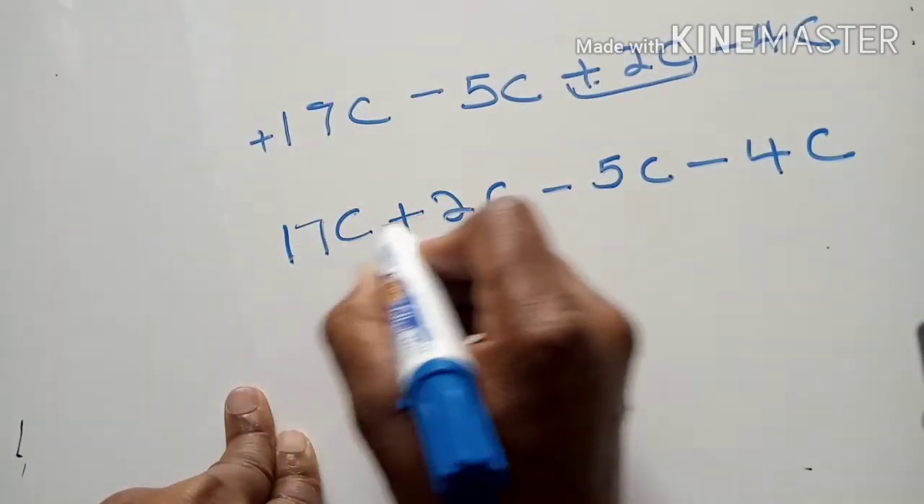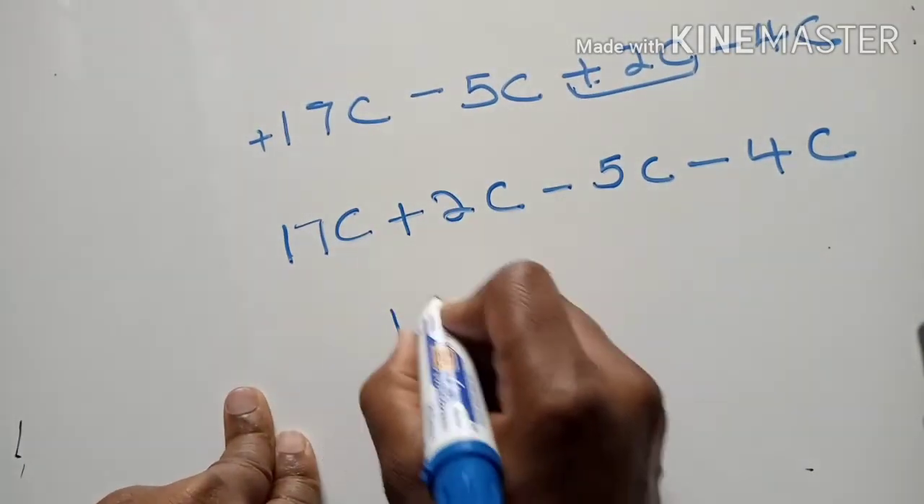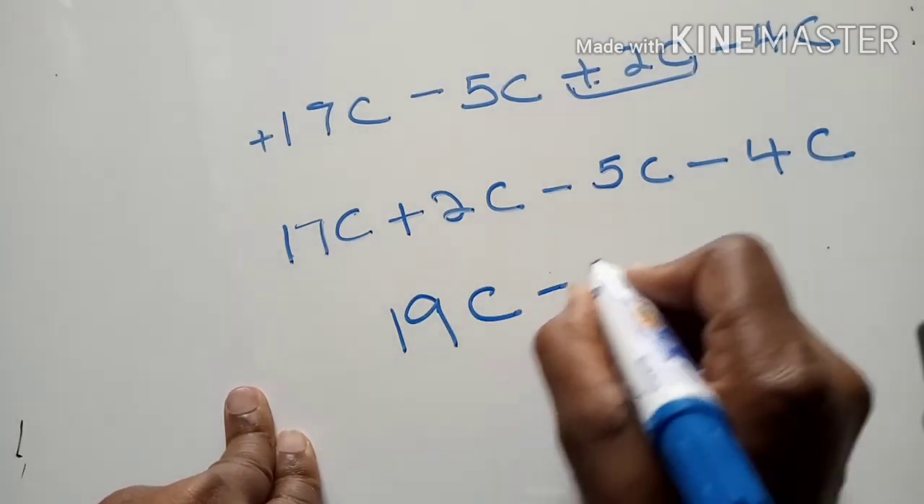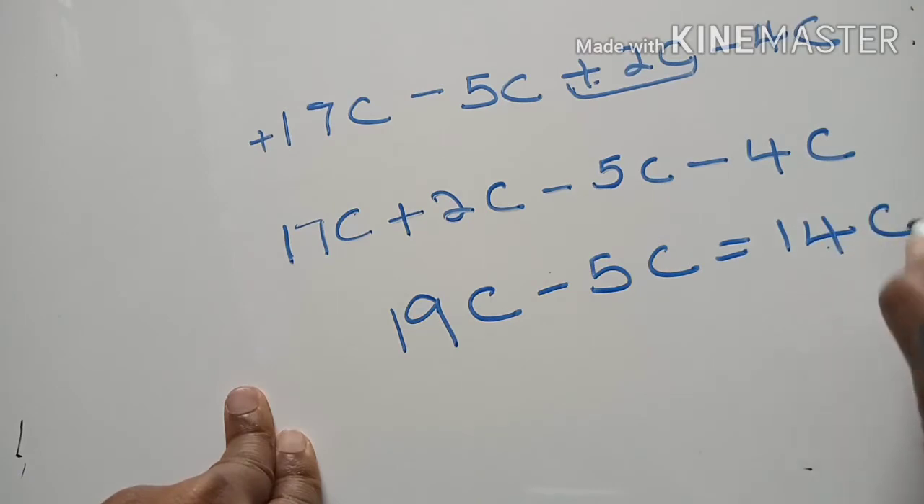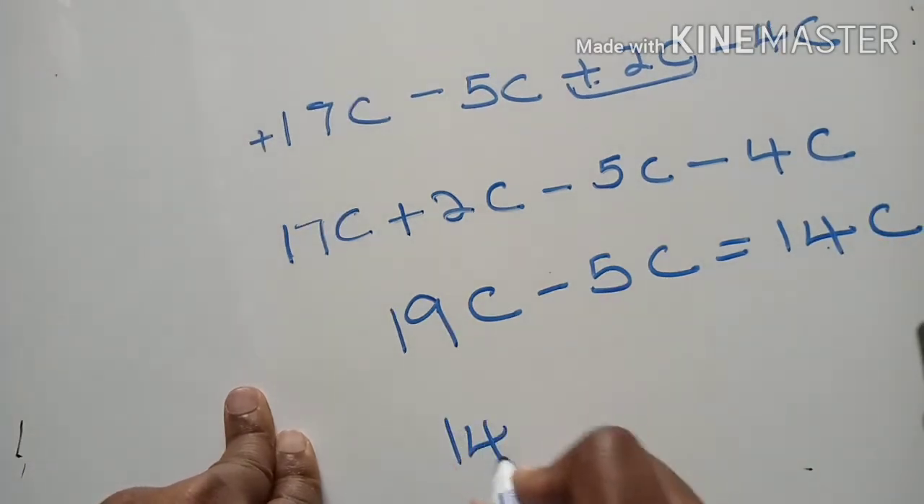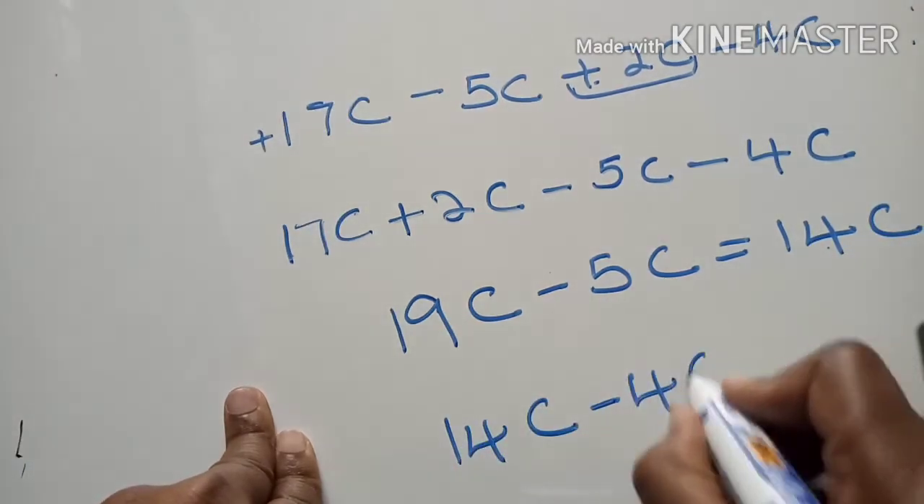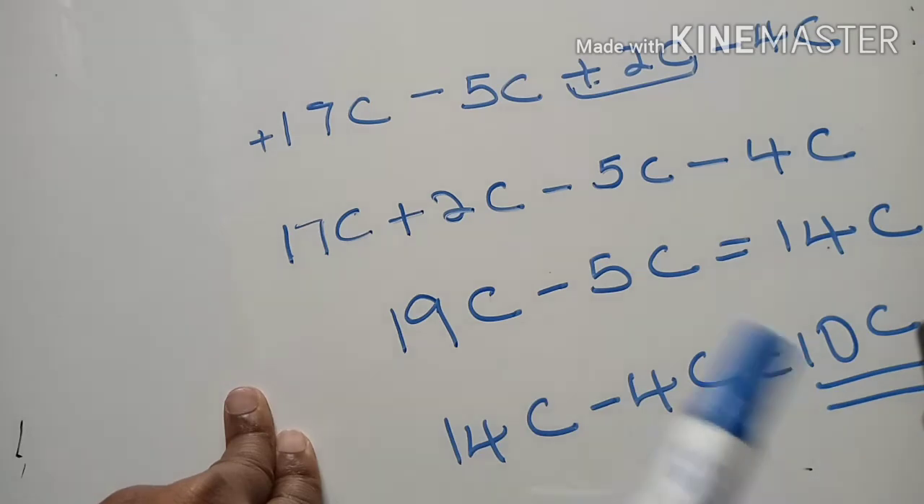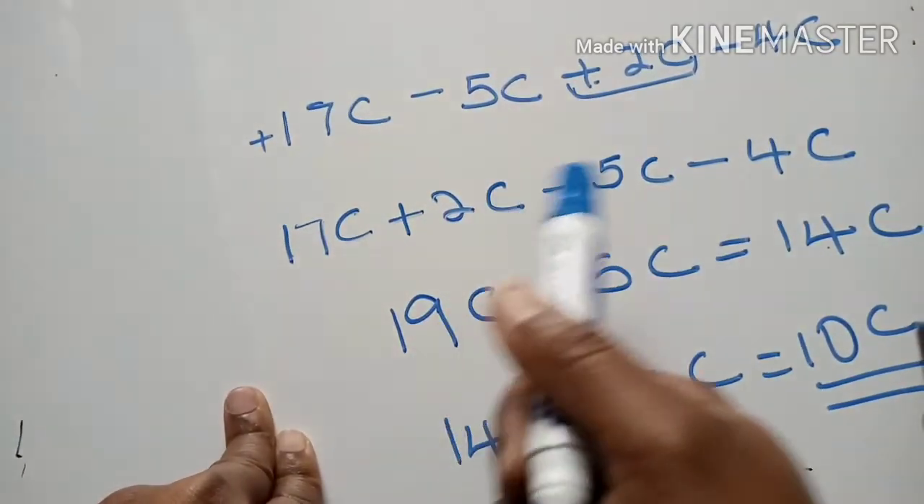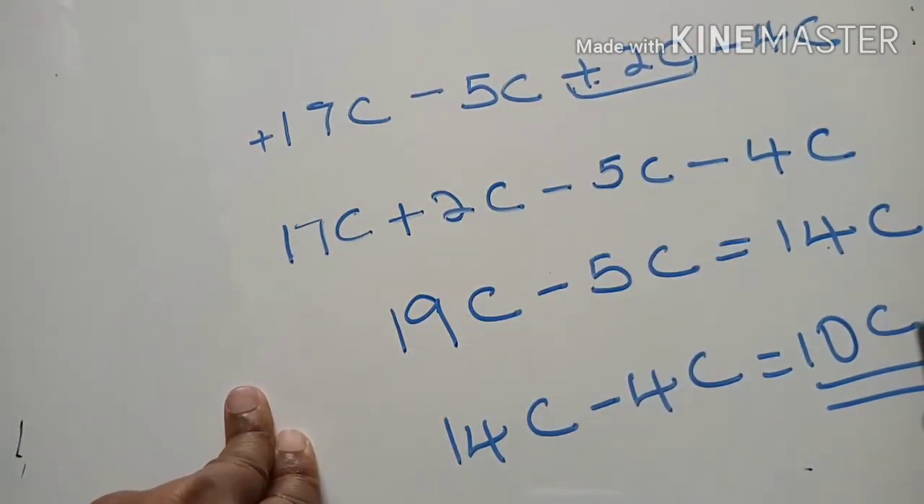So 17 plus 2 is 19c. 19c minus 5c is 14c. Then I can say 14c, take away 4c is 10c. So my answer is 10c. So I'm able to mix this up because they are all c's. They are like terms.